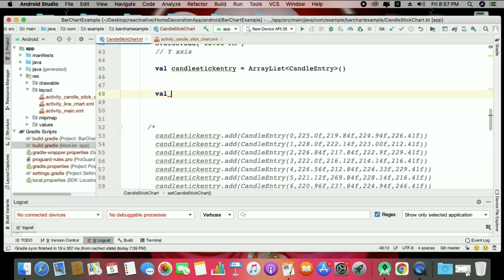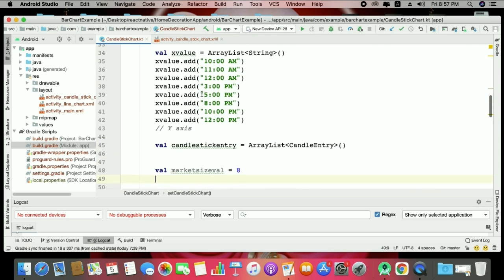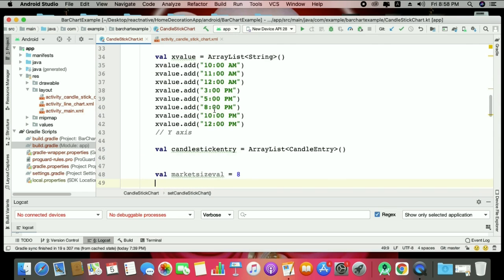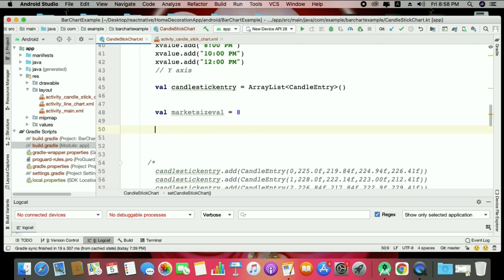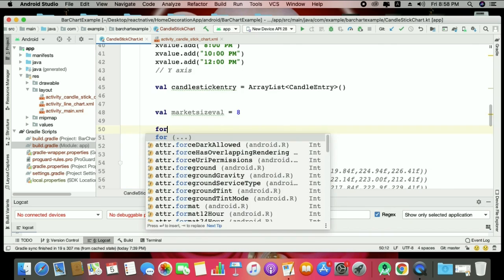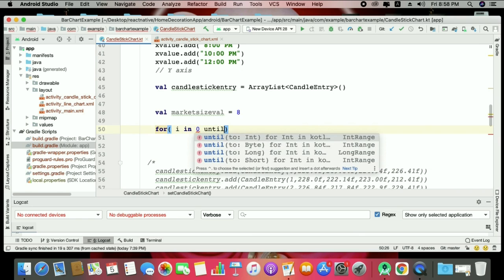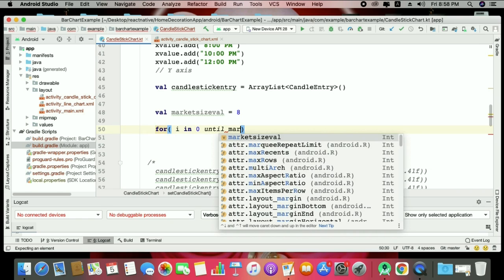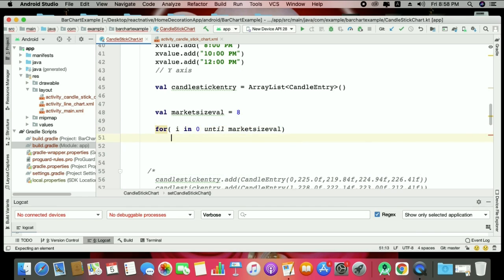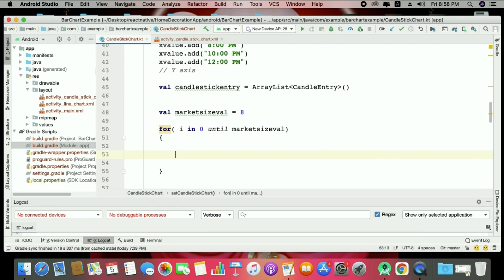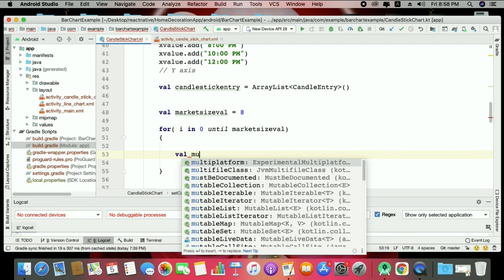You can see that here we have a market size. We can put it as market size value, that will be 8, because our length of values is 1 2 3 4 5 6 7 8, the same series we want for the y-axis. Okay, and you can write a for loop with i in 0 until your market size value. Okay, so that's your for loop, and here you can say val, you can take any value.